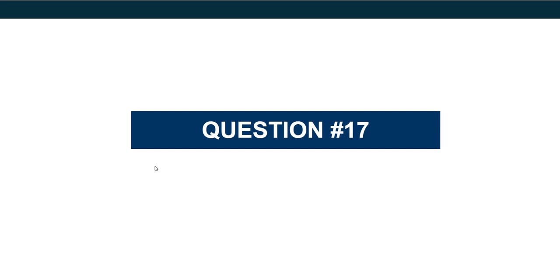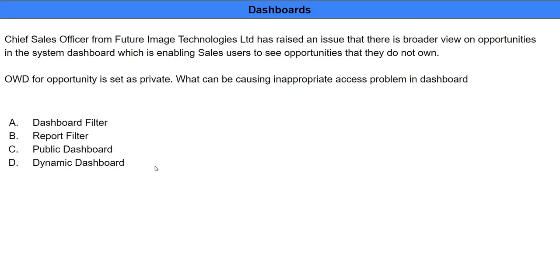Question number 70. Dashboards. The Chief Sales Officer of Future Image Technologies Ltd has raised a concern that there is a broader view of opportunities in the system dashboard, which is enabling sales users to see more opportunities that they do not own. OWD for opportunities is private. What can be causing this inappropriate access problem in the dashboard? As a system administrator, you have to figure it out. You have four options: dashboard filter, report filter, public dashboard, and dynamic dashboard.